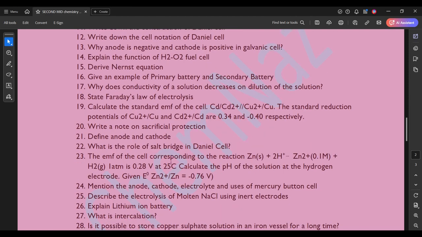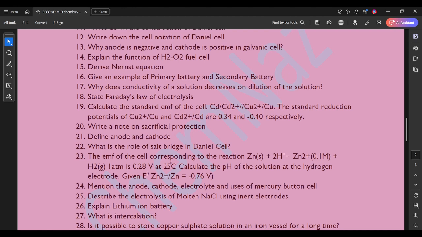The EMF of the cell is given and calculate the pH of the solution. This is actually a combination of both lessons. This question has both electrochemistry as well as ionic equilibrium culminated. So at times they can ask questions like this too.